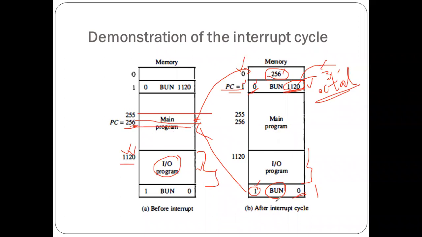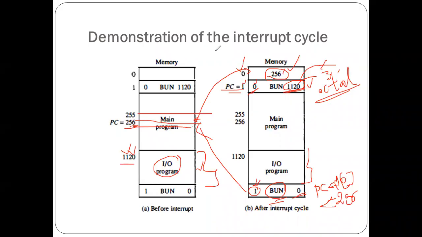So this PC branch unconditional means your PC has to be updated with 0 if this bit is 1. But your PC will not update directly with 0. It has to be updated by the contents of this location, the contents of 0, which is nothing but 256. So your PC is updated with 256. It's nothing but the return address, returning to the main program. So this is how the interrupts are executed.